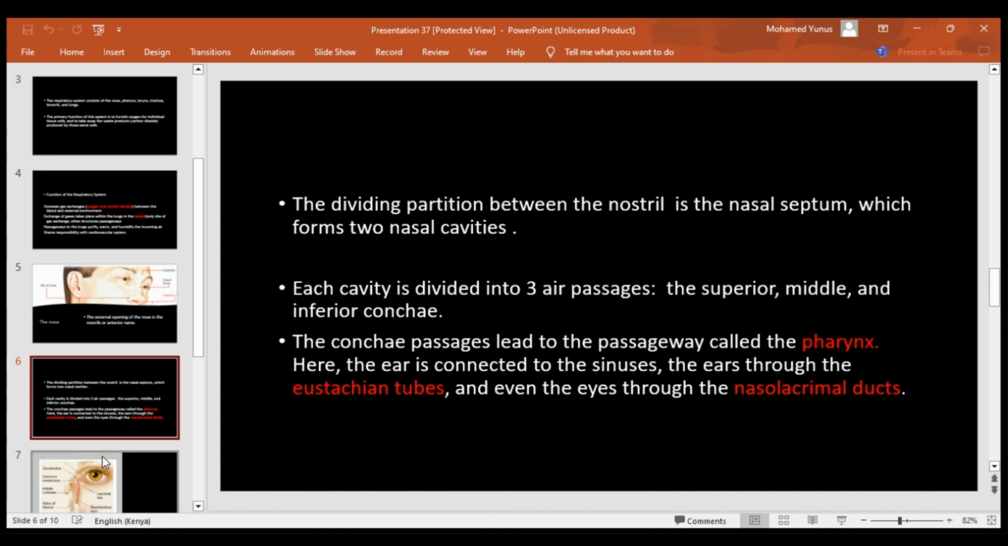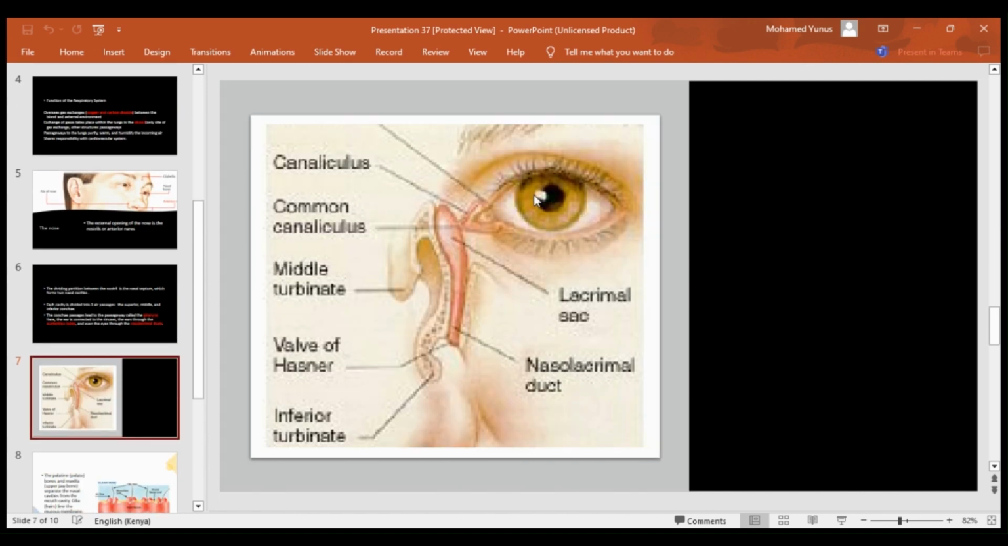And here we find that the pharynx connects to the sinuses, the ear through the eustachian tube, and the eyes through the nasolacrimal duct. The pharynx is kind of a junction where the ear and the eye come together. Here is the eustachian tube. Sorry, the eustachian tube comes from the ear. Here's the nasolacrimal duct that comes from the eyes, and you can see how it drains into the nose.